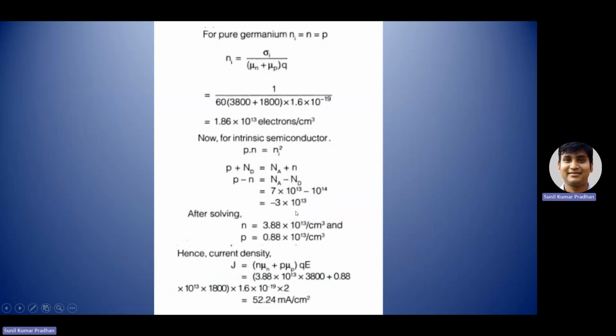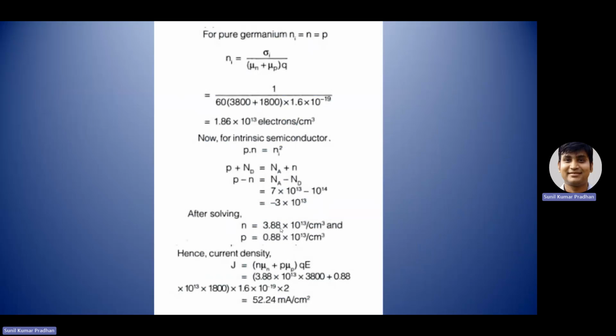So we have two equations here: P into N is equal to Ni square, and P minus N is equal to minus 3 into 10 to the 13. If we solve these two equations, we get the electron concentration as 3.88 into 10 to the 13 per centimeter cube, and the hole concentration as 0.88 into 10 to the 13 per centimeter cube.